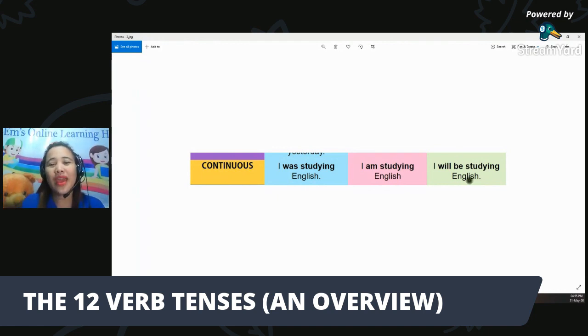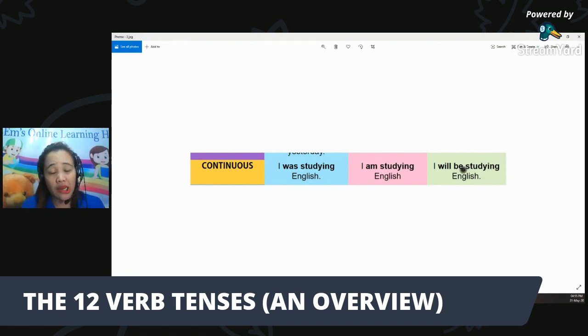Okay. And then we have the future continuous. When are we going to use this? I will be studying English. When will I say it? What's the time to say it? Okay. So I will be studying English. As you can see, we have "be" here. So this is to indicate what will be going on at some time in the future.